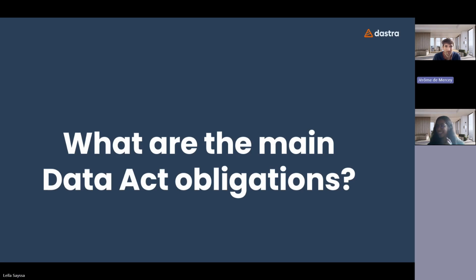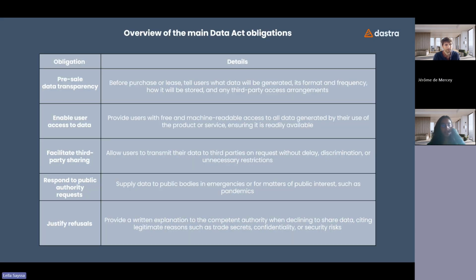What are the Data Act obligations? What do we need to do with these connected products and related services, and if we are a data holder, for example, what is our main obligation under the Data Act? There are several obligations. As we said, it covers a lot of notions. This is a quick overview in two tables before we do a deep dive into the two critical ones.